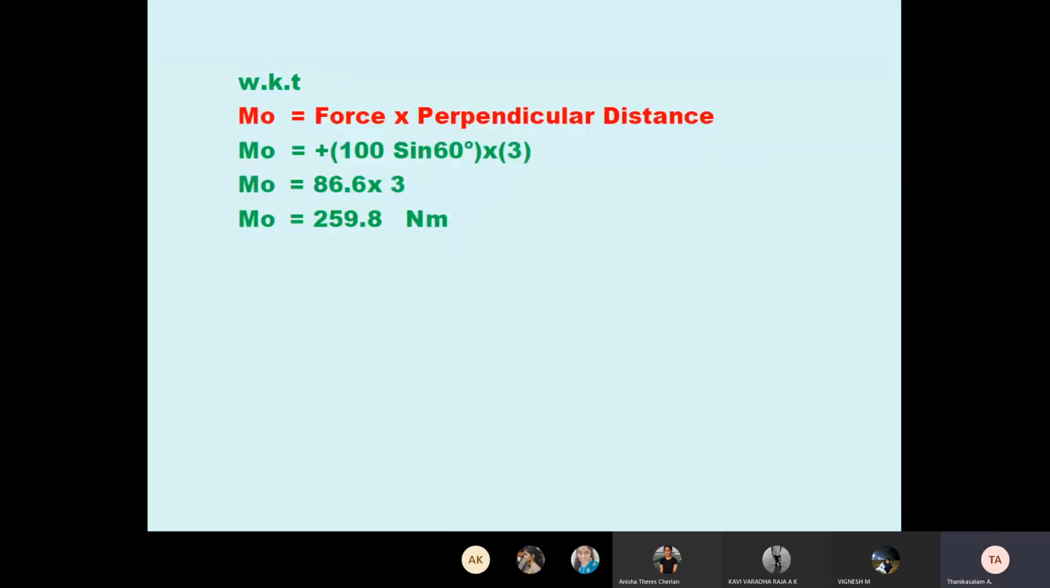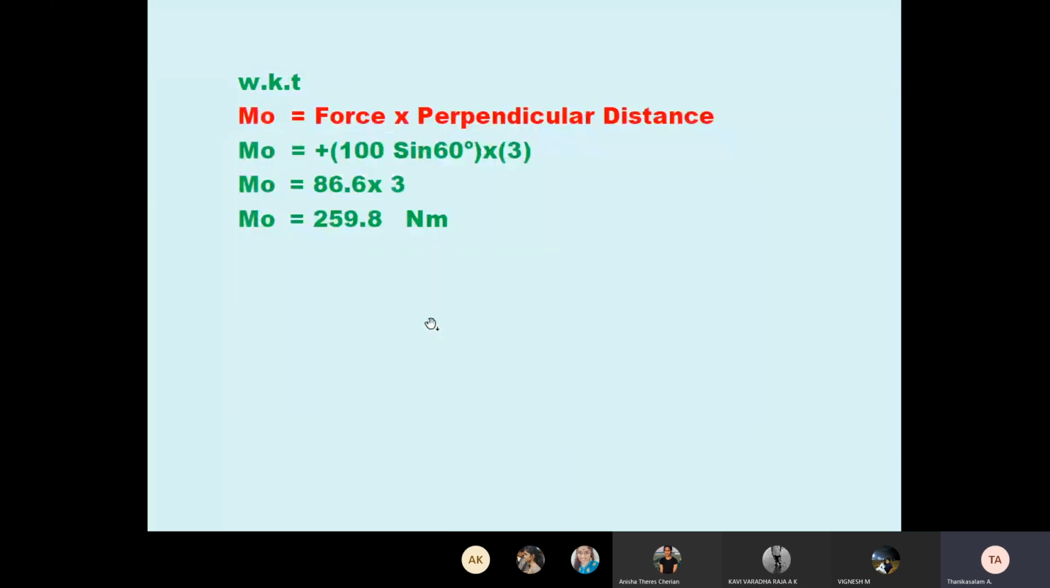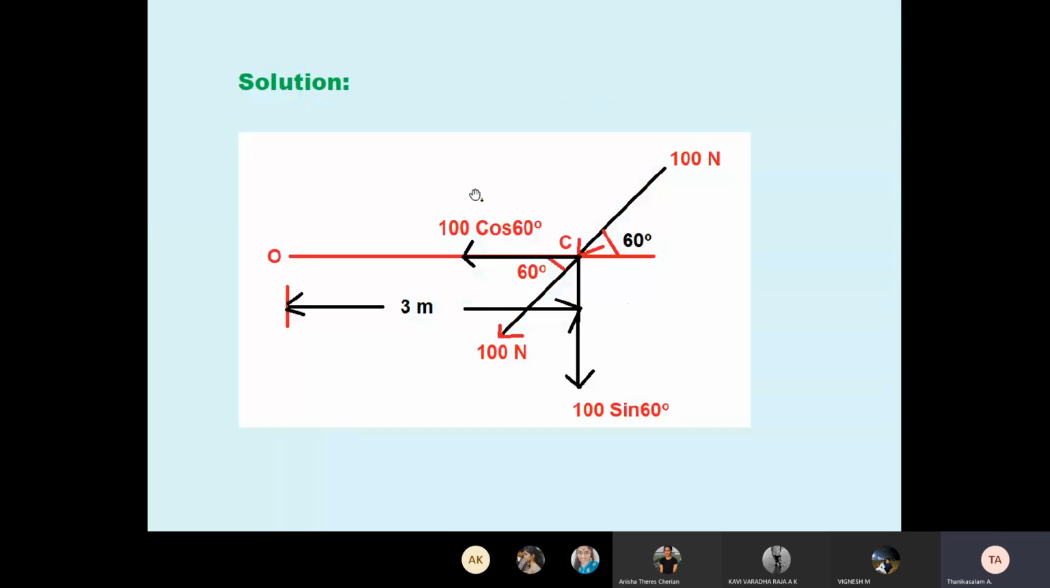So therefore, MO equals force into perpendicular distance. M is the moment, O is the reference point. The perpendicular force is 100 sin 60 into distance 3 meter. So the moment value is 259.8 Newton meter. Class representative, do you understand? Yes, sir.